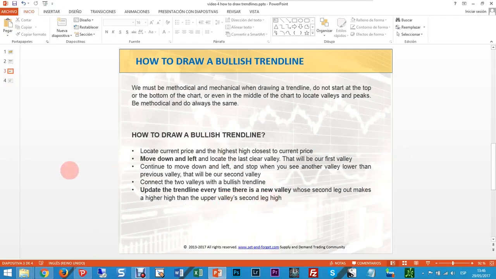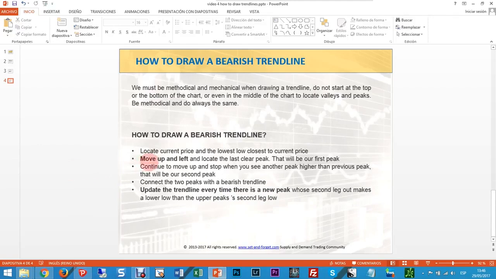The same applies for a bearish trend line. We must move instead now up and left. We move up and left, and locate a peak there. And we continue to do the same. We're going to look at some examples here.